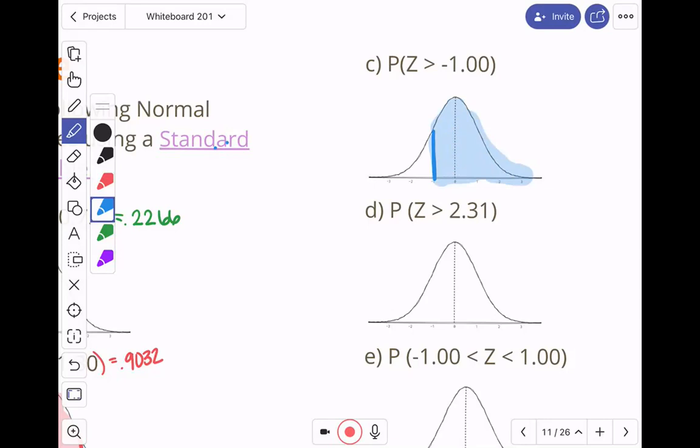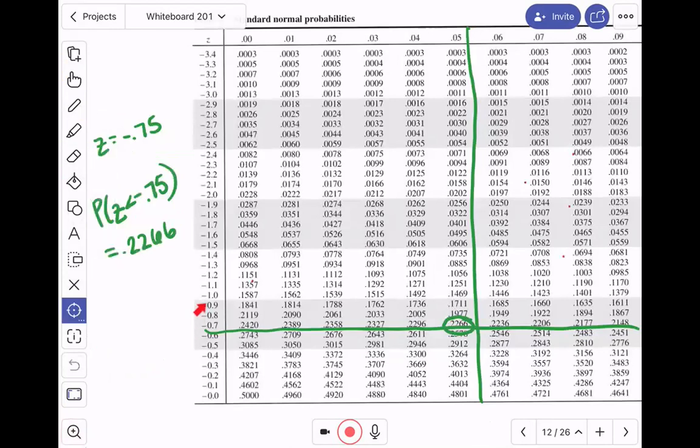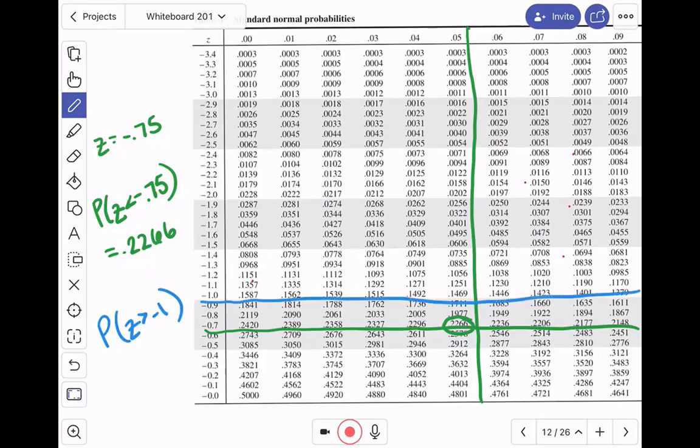What do I look at in my chart? I look at -1, right? So when we do this, if we want to find the probability that Z is greater than -1, here is -1 right here, and here's that value. It's this number right here, which is 0.1587. Everybody see that part? You subtract that from 1. Good. That's what we're going to do eventually.